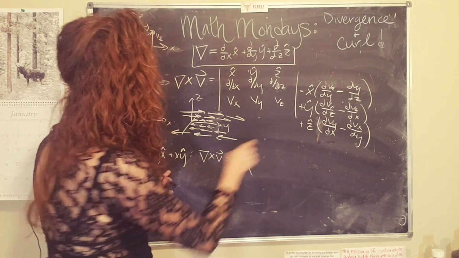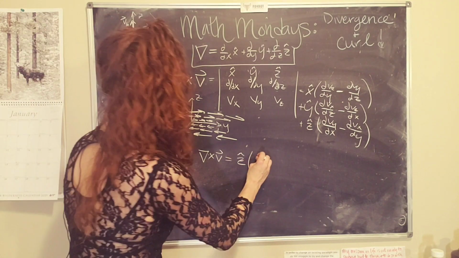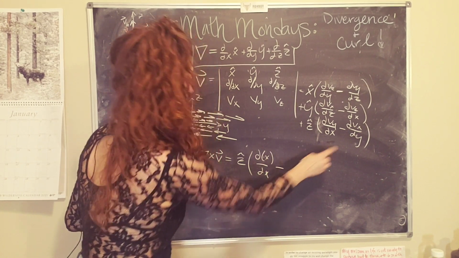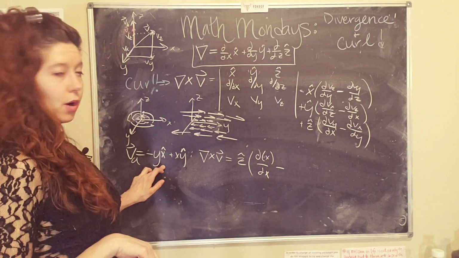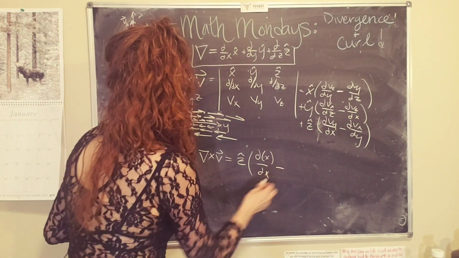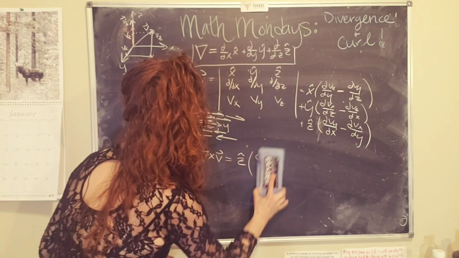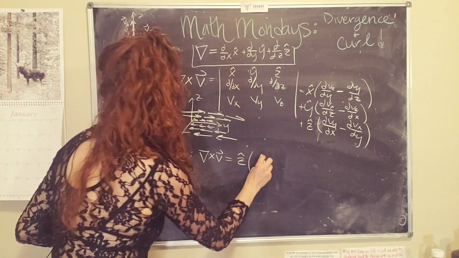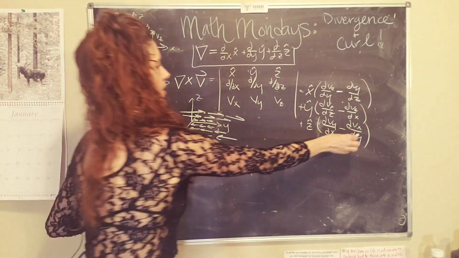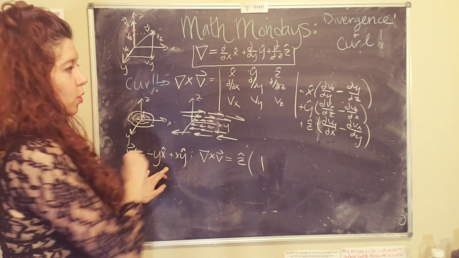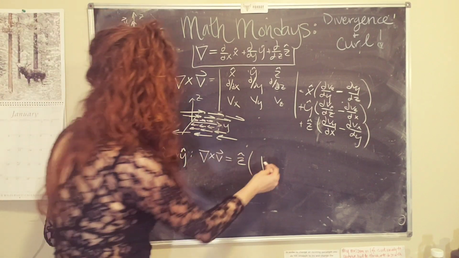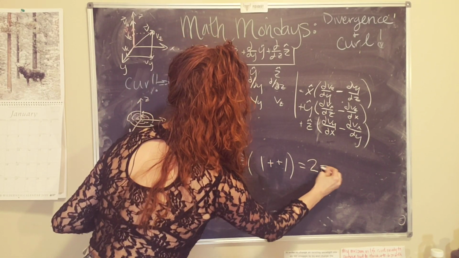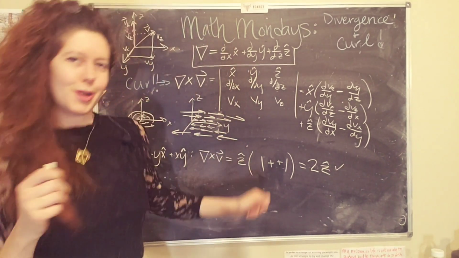The derivative of the y component with respect to x, minus the derivative of the x component in the y direction. Since we already did this, I'm just going to do it. That's just 1, and the partial derivative of the x component with respect to y is just -1, but it's a minus, so we have 1 plus 1 equals 2 z hat.